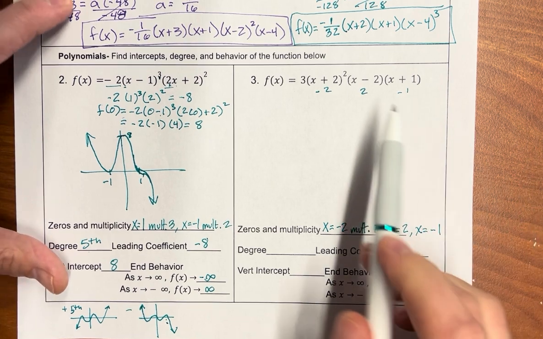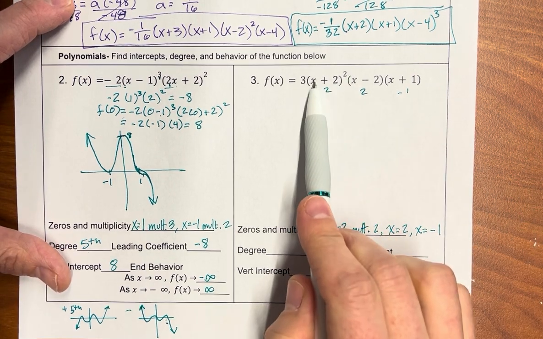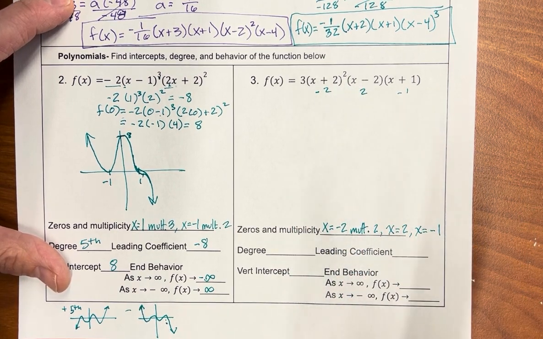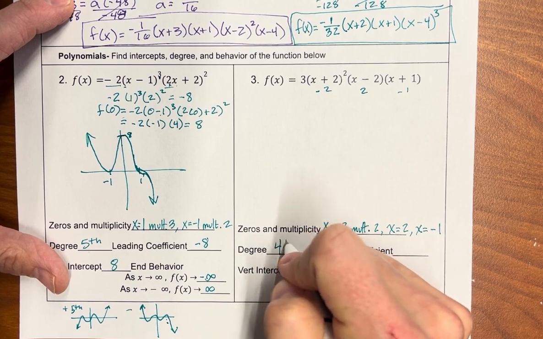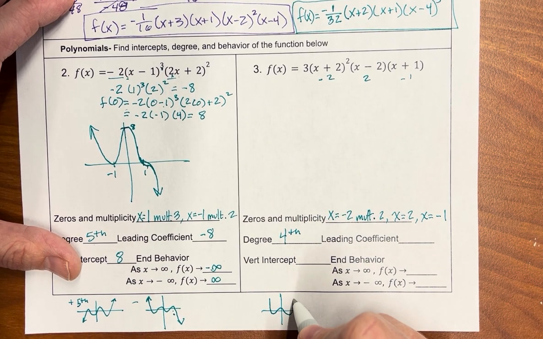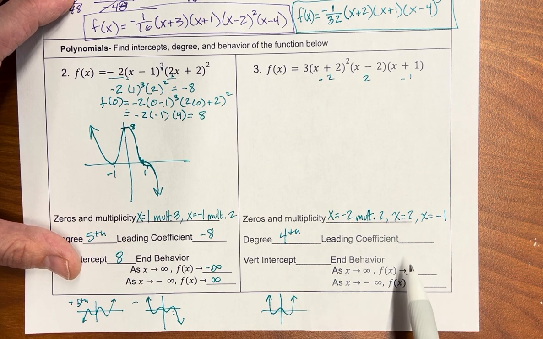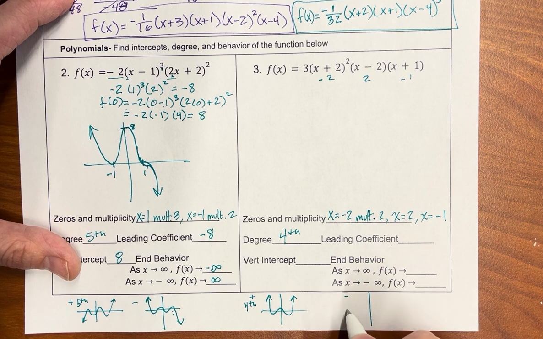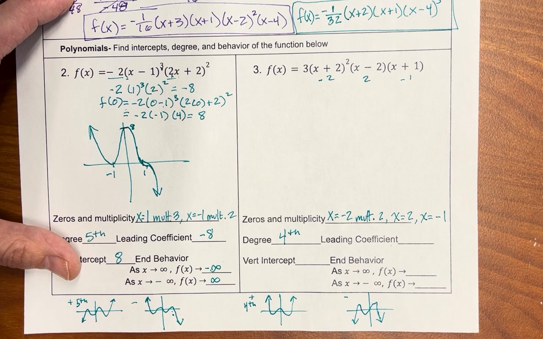The degree: this is x squared, so x times x times x times x. That's 4 times, so this is a 4th degree. If I have a 4th degree polynomial, it goes up and up at the ends. If my leading coefficient is negative, then it's going to flip over and go down. So if the leading coefficient is positive, I'm going to go up. If the leading coefficient is negative, I'm going to go down. Okay?